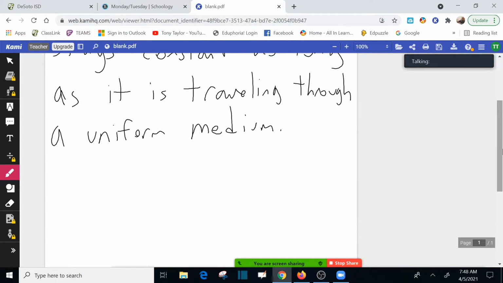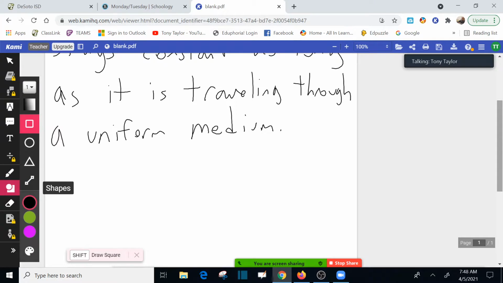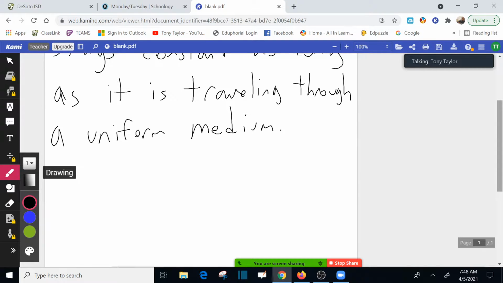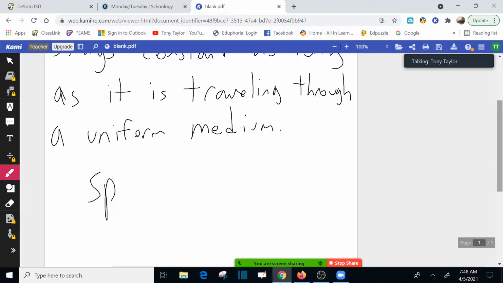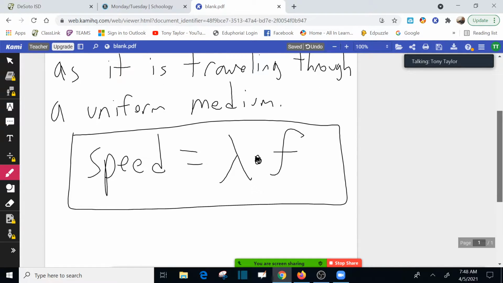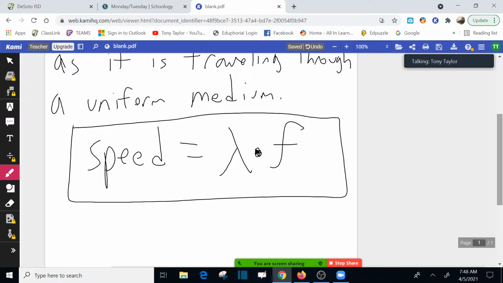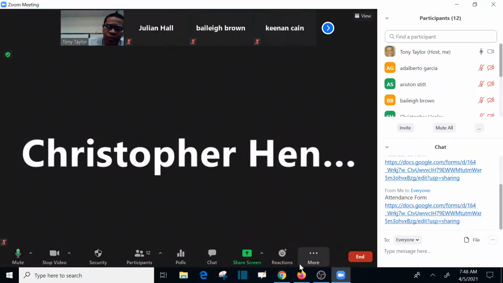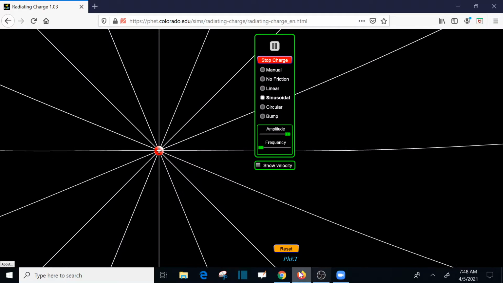And I want you guys to notice that this fact has important consequences. Because speed is equal to wavelength times frequency, it turns out that if you change the wavelength of a wave, you change its frequency, and vice versa. If you change its frequency, you change its wavelength. Let me show you guys an example of what I mean by this. It's better to just see this.